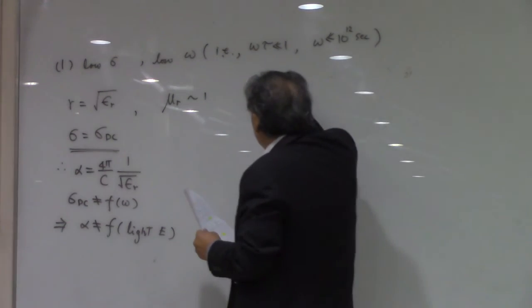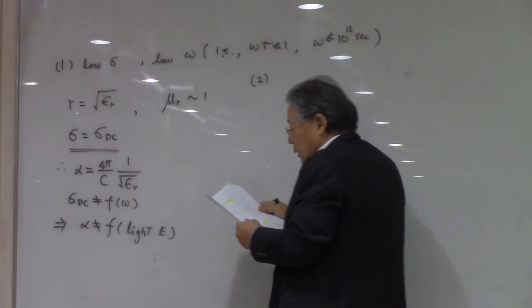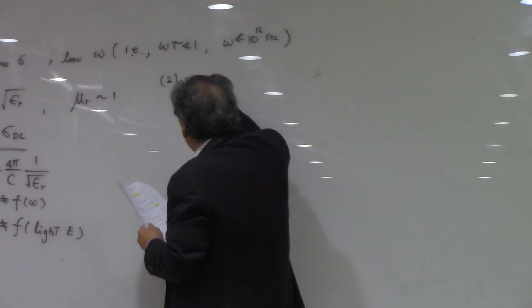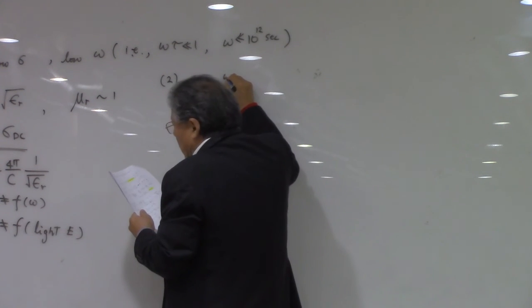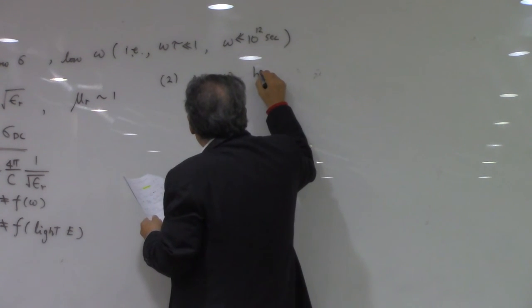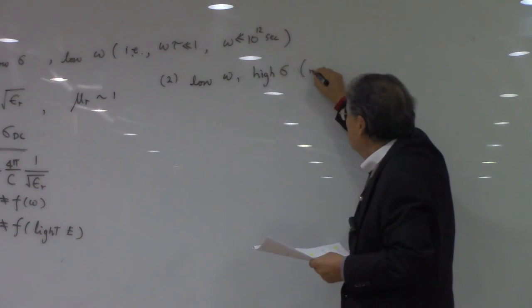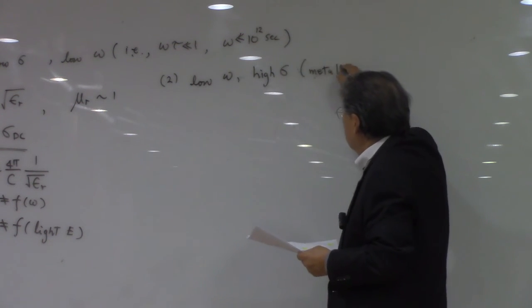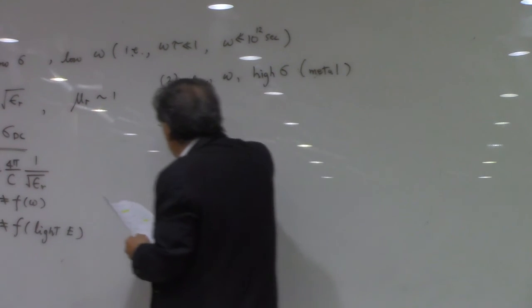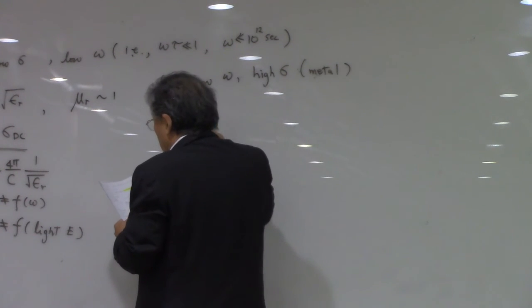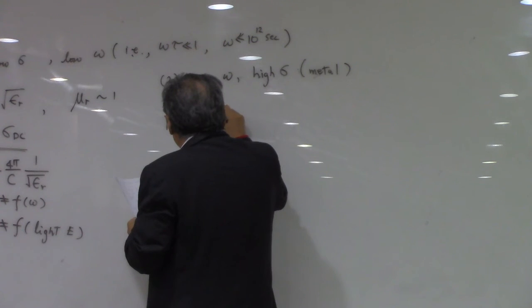And the number 2 case is low frequencies and high conductivity, like a metal. Then what happens? The gamma now is going to be refractive index.